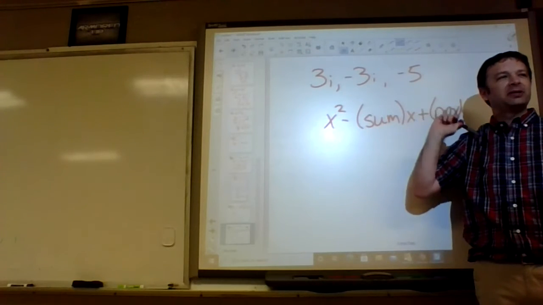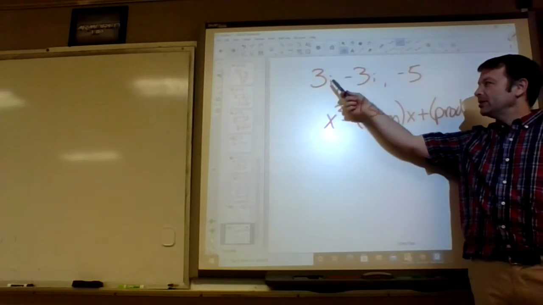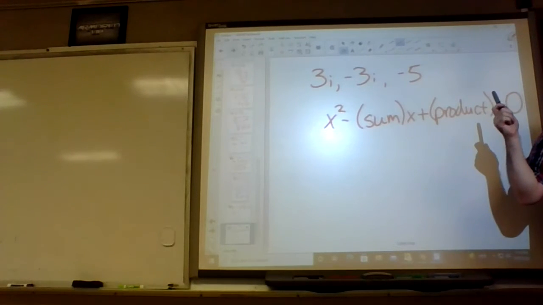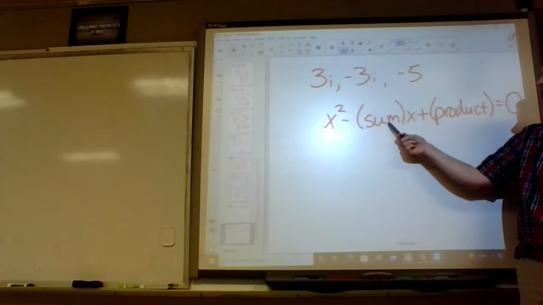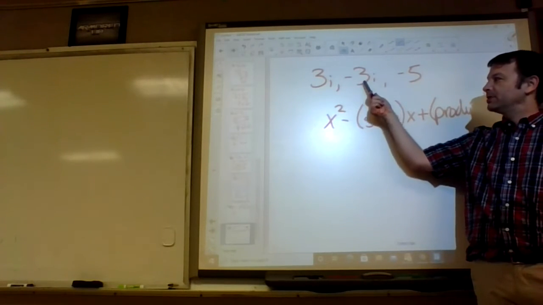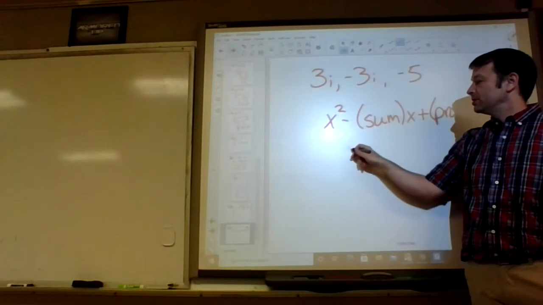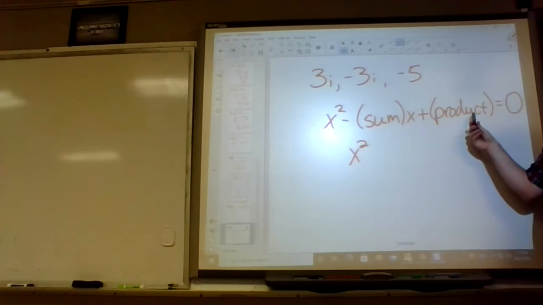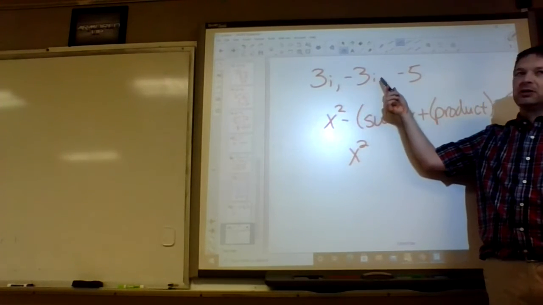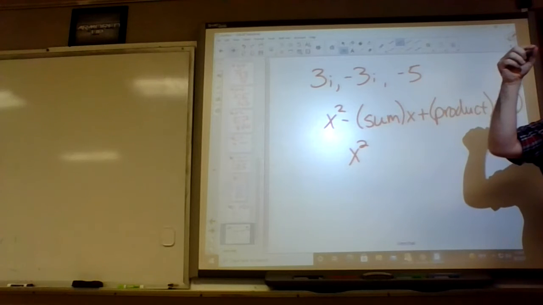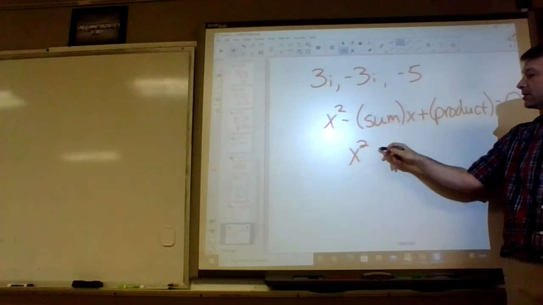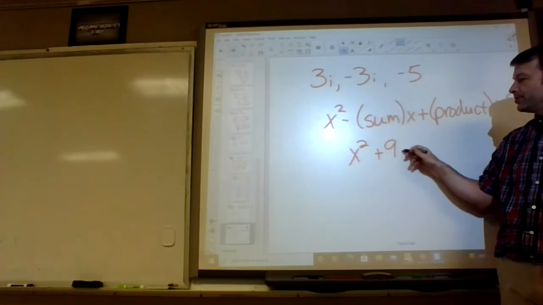You guys remember what we did? We used the weird ones for this part, just to make it easier for us. That's right. What's the sum of the roots? 3i plus negative 3i is 0. So it's just x squared. What's the product of the roots? Negative 9i squared, which is positive 9. So positive 9 goes right there. I just skipped the 0 part.